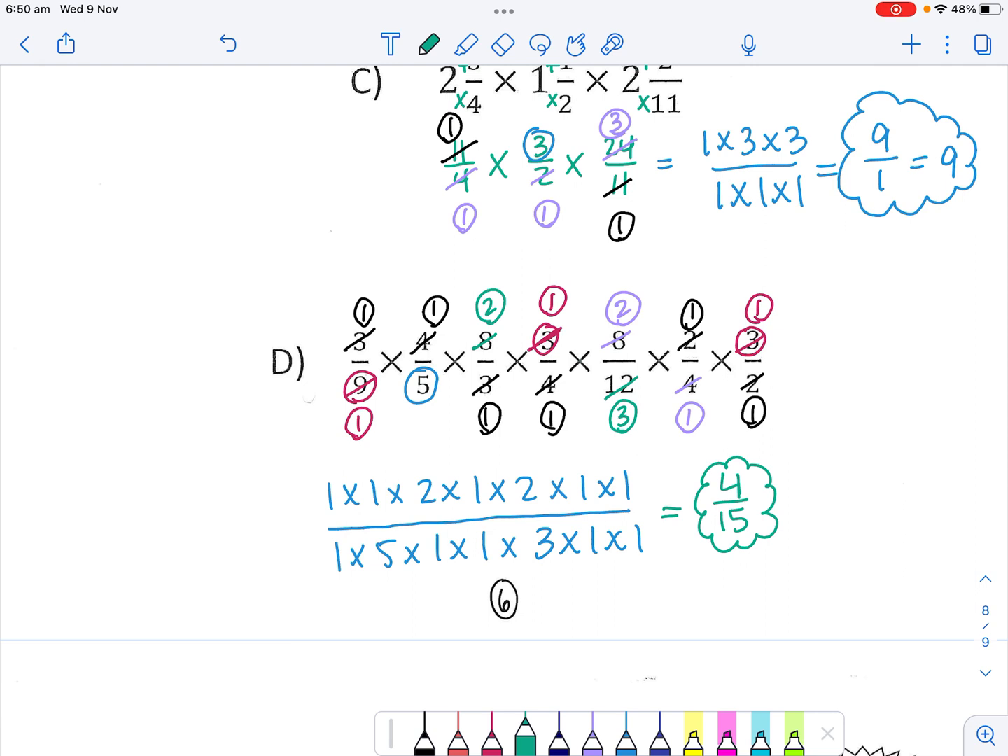And then I'm going to just do my regular cross-canceling to simplify any other remaining numbers. And then I rewrite my numbers, do one more check. Does everything simplify before I multiply? And then I give my final answer.